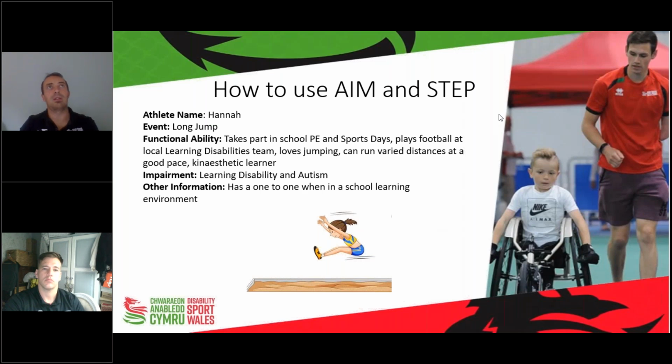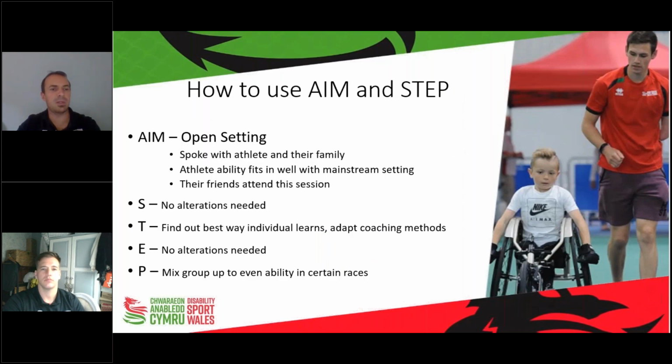Because obviously things that stand out there could be learning disability, autism, one-to-one in a school. And alarm bells may ring with some coaches and volunteers, but it's all about getting to know that individual and finding out what level of support they need. Because those things could be anything she needs help with in school. So just find out what level of support she needs. So now, how to use AIM and STEP.